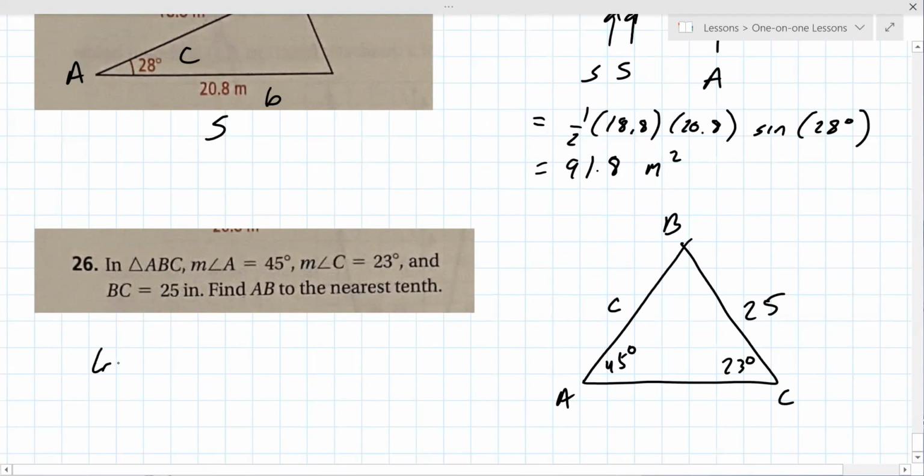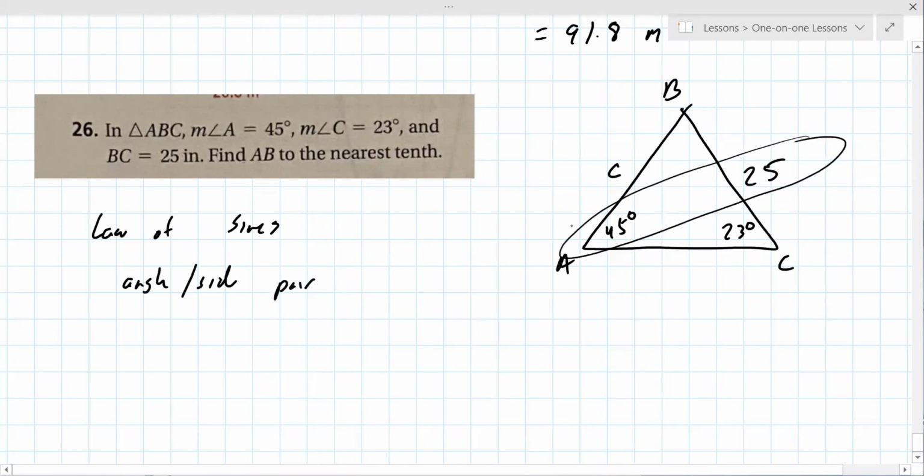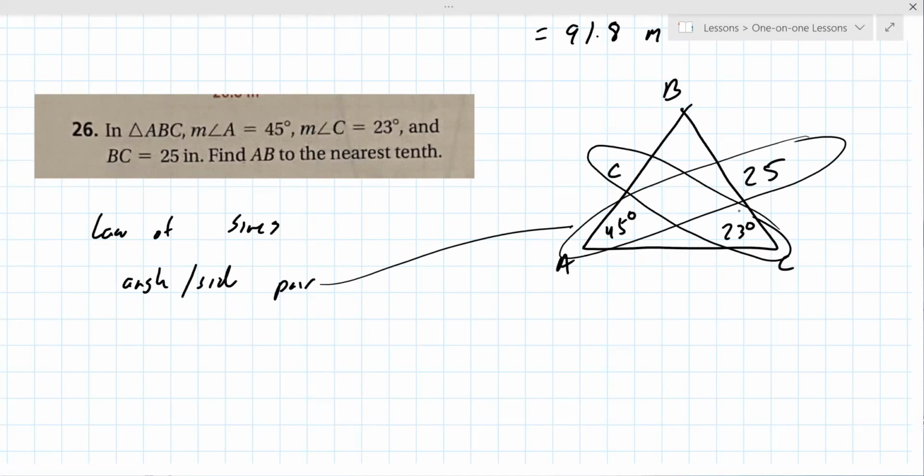So there are two laws: law of sines and law of cosines. You use law of sines when you have an angle-side pair. What I mean is that this 45 and this 25 make an angle-side pair because they're across from each other. This C and this 23 also provide an angle-side pair. Now you can use law of sines to find either a side or an angle.